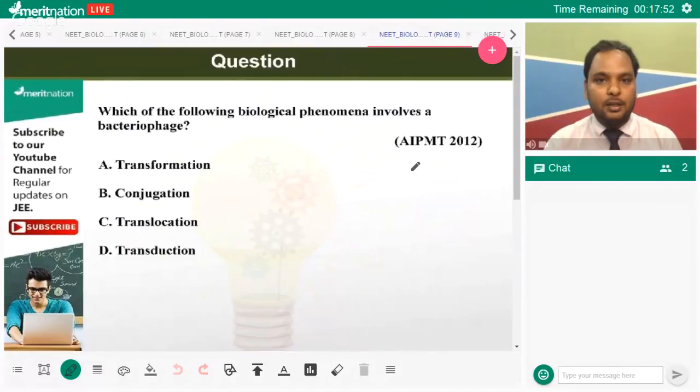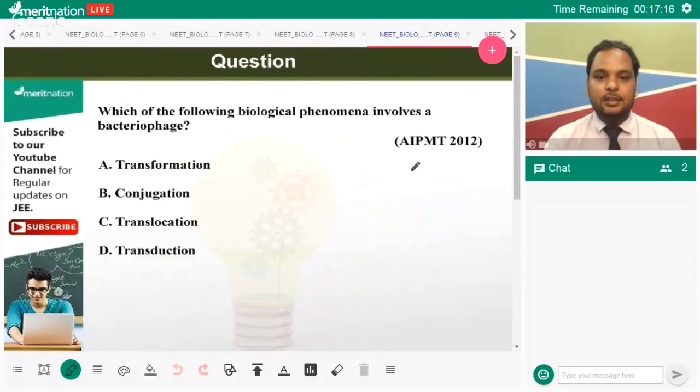Transduction involves both bacteria and bacteriophage, where the bacteriophage puts some of its genetic material inside the bacteria. When the bacteria burst, the bacteriophages which are formed later pass on some of the genes of the bacteria to another bacterium. That's transduction, which involves a bacteriophage. Fine, all of you?